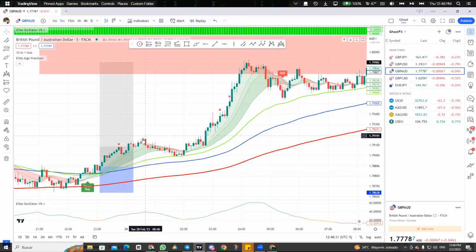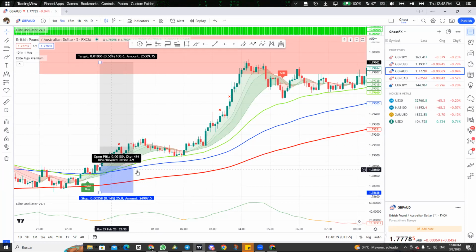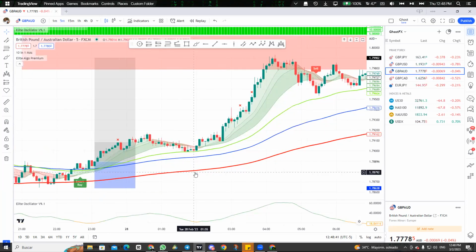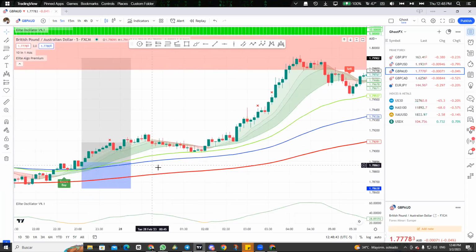Not if you catch it around here or here. No, if you catch it from the beginning, like before the green line crosses the blue one. This entry was perfect. Now I'm gonna show you another entry.